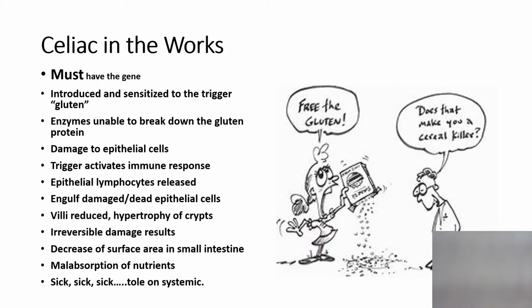So when the immune response is activated, it actually destroys the villi. So it pretty much cuts them off. It levels them out so that there's not enough surface area for all of these nutrients and things that we need to be absorbed by our body and used. So they actually pretty much just get wasted.